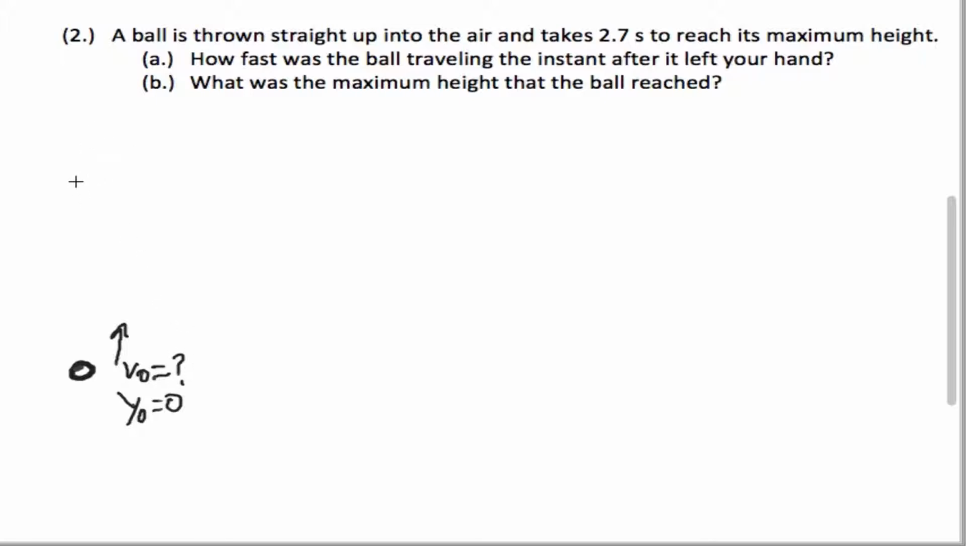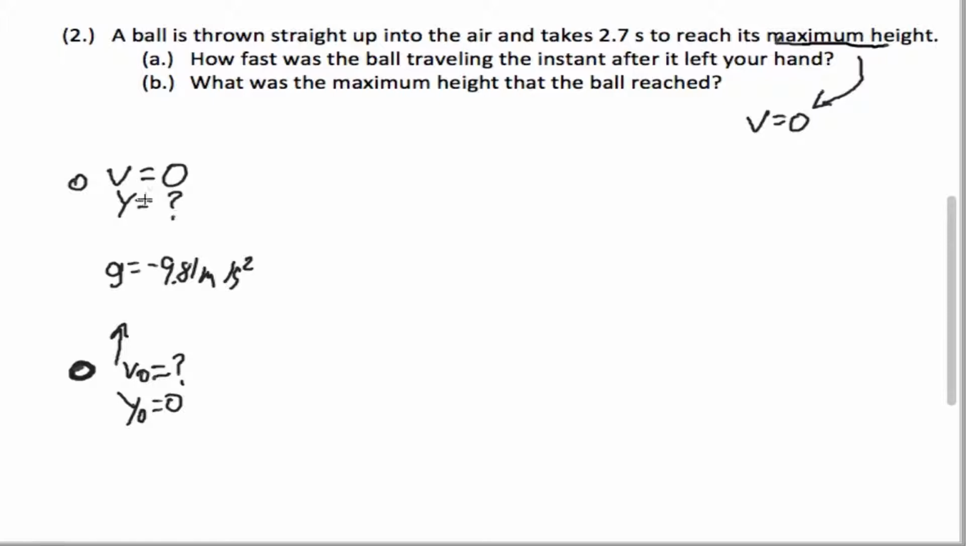Now there is a little trick to these problems. At the maximum height, v is 0 because it stops for a second before turning around. We have an acceleration g equal to negative 9.81 meters per second squared, negative because gravity always points down. I don't know what the maximum height is, so we may have to solve for that. And we know that we have a time of 2.7 seconds. So let's go ahead and do part A.